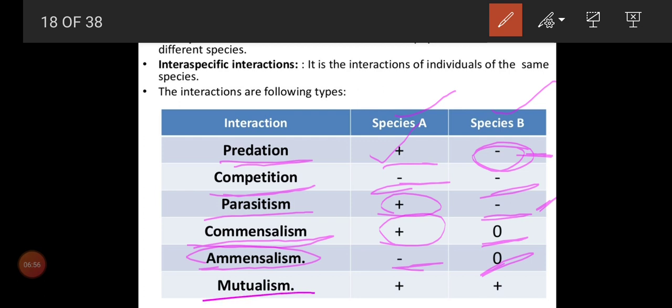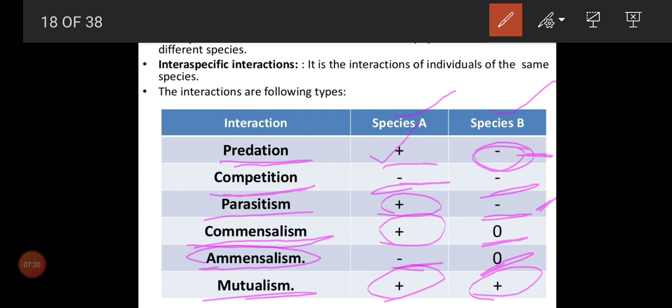And next one, mutualism. In mutualism, both will get benefit. A very good example is lichen. Here the algal partner gives food to the fungi, and the fungi suck nutrients and minerals from the atmosphere and give them to the algae. So both organisms get benefit. That is what we call mutualism.